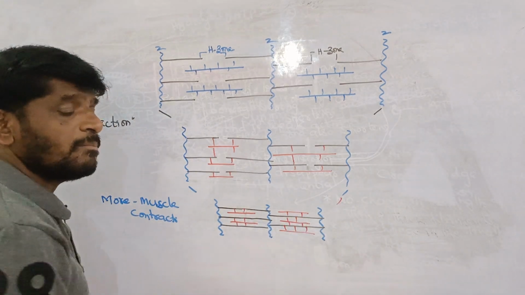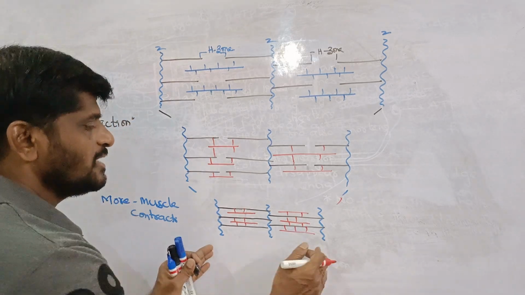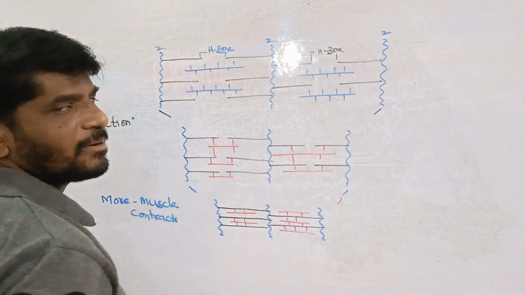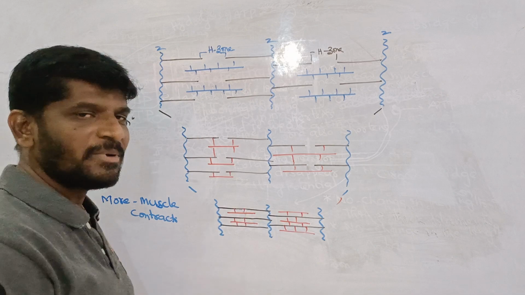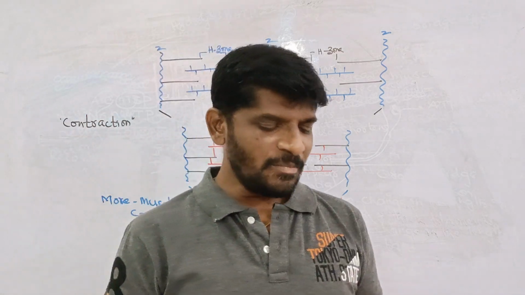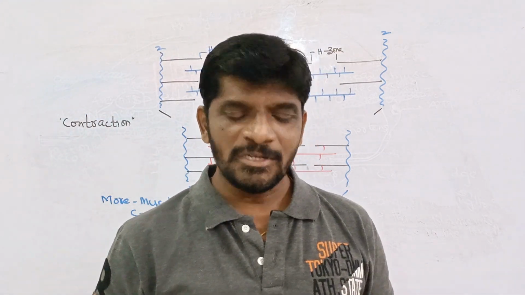But after that, when the muscle is undergoing relaxation, the Z lines come back to normal. That's all about the diagrammatic representation of muscle contraction. I think you understood my lesson.